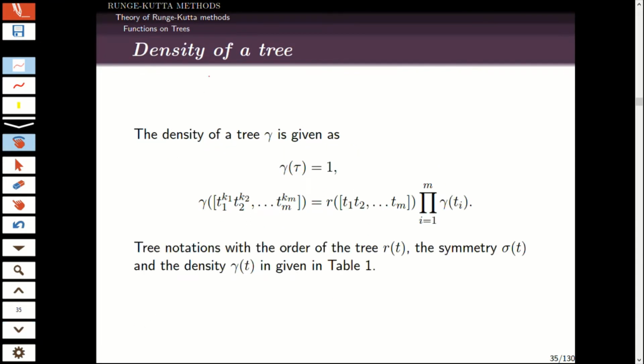And then we have the density gamma of tau. The density of a tree is given by the order of the tree multiplied by the densities of the subtrees. Tree notation with the order of the tree r(t), the symmetry sigma(t), and the density gamma(t) is given in table 1. Okay, let's look at examples.